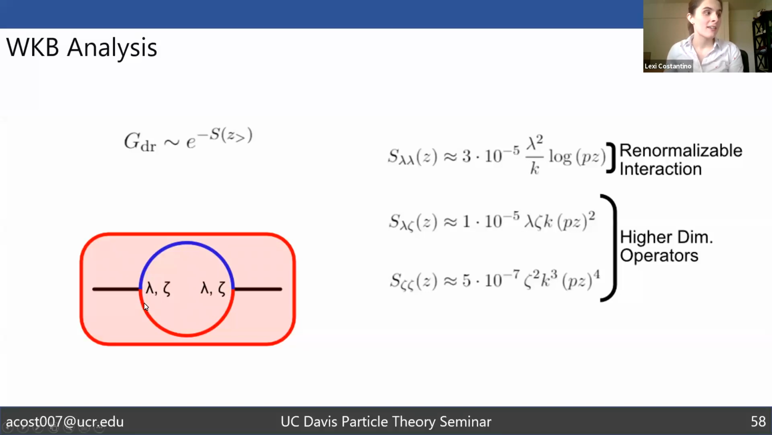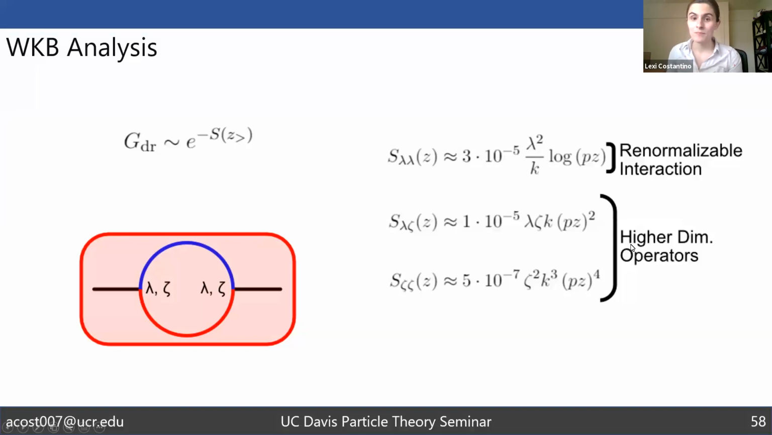It turns out that for the S function with just two lambda vertices, we get something that is logarithmic. So the e and the logarithm cancel. But for both of the bubbles that use the zeta vertex, we actually get something that goes as a polynomial in pz. So for the lambda zeta, we get something that goes as pz squared, and for the zeta zeta, we get something that's pz to the fourth.